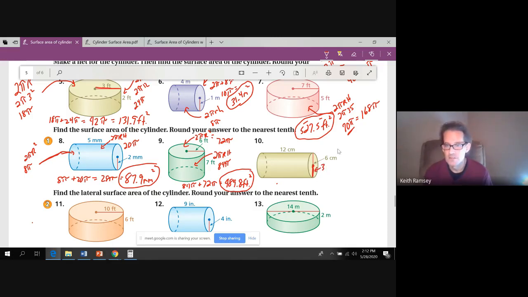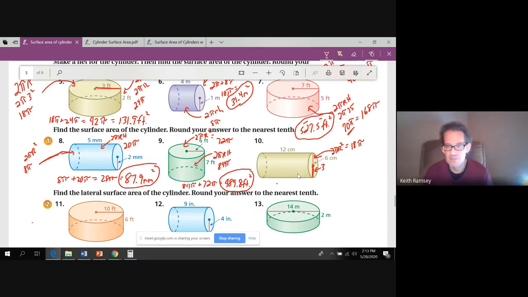Okay? So for our formula, we have 2 times pi r squared for the bases. So the radius is 3, squared is 9. So I'm going to have 9 times 2 is 18. That's going to equal 18 pi for my bases.